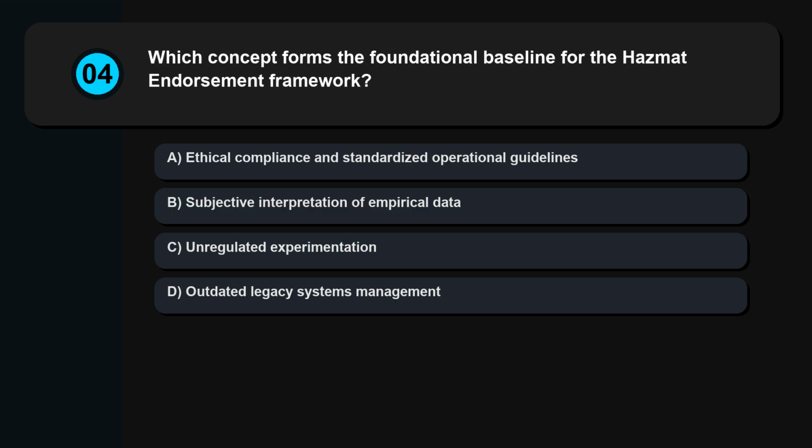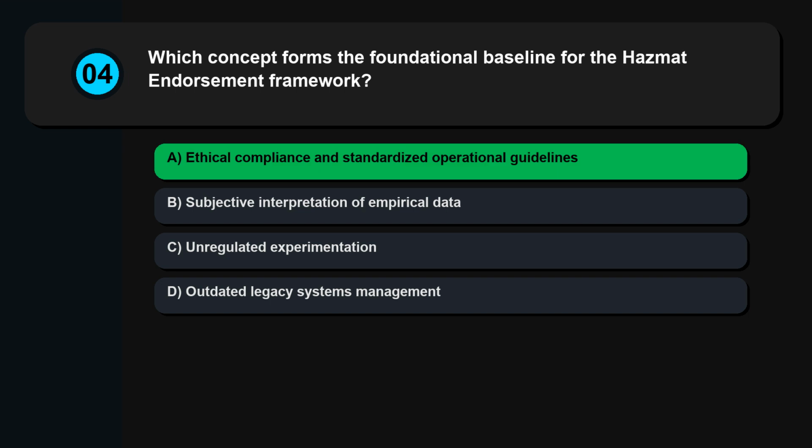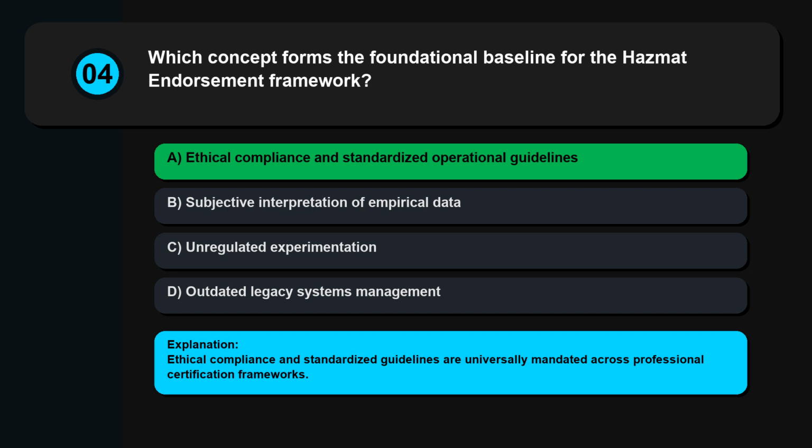Question 4. Which concept forms the foundational baseline for the Hazmat endorsement framework? Ethical compliance and standardized operational guidelines, subjective interpretation of empirical data, unregulated experimentation, outdated legacy systems management. Ethical compliance and standardized guidelines are universally mandated across professional certification frameworks.